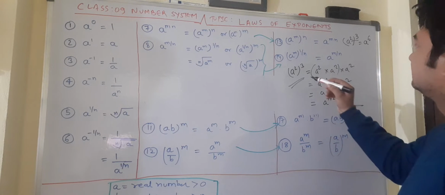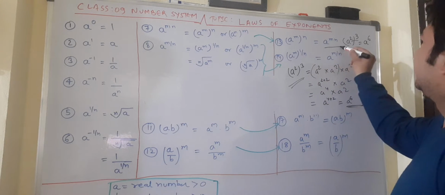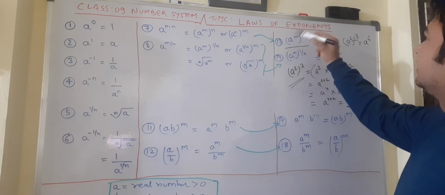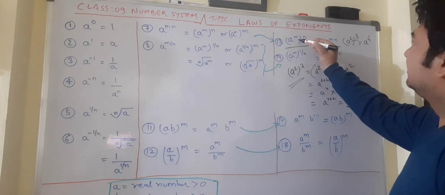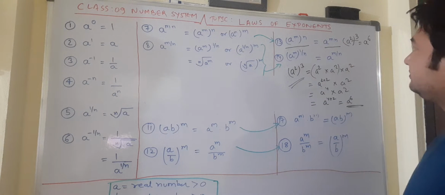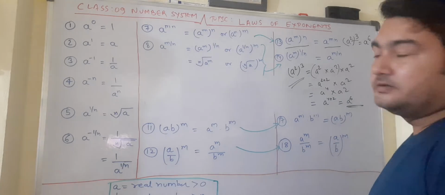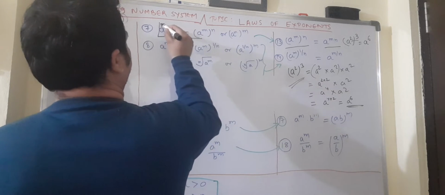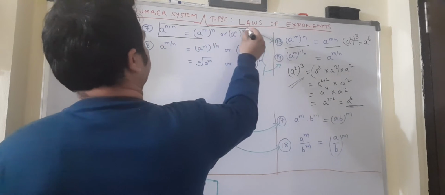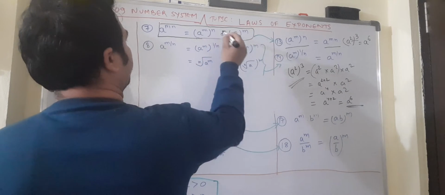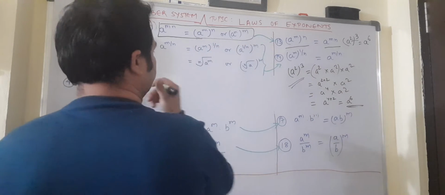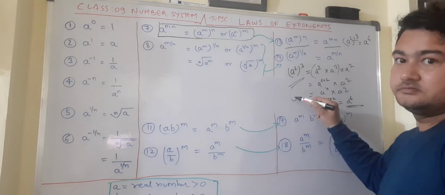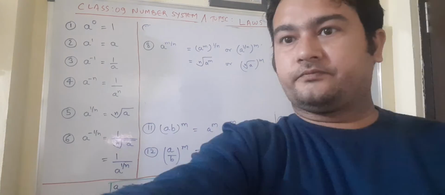Similarly, if you have a to the power m into n, it can be converted into a to the power m to the power n, or a to the power n to the power m. Clear? So here you get a to the power m into n can be written as either a to the power m whole power n or a to the power n whole power m. So this thing is clear.